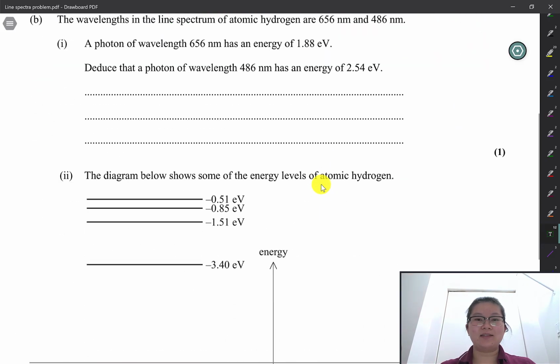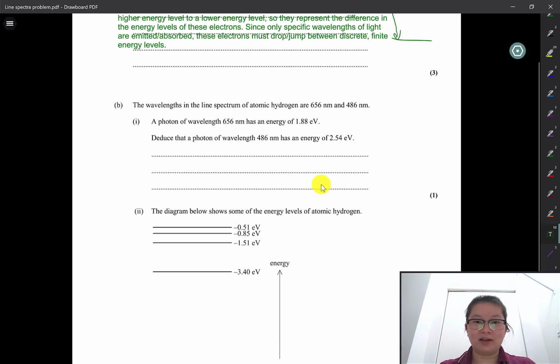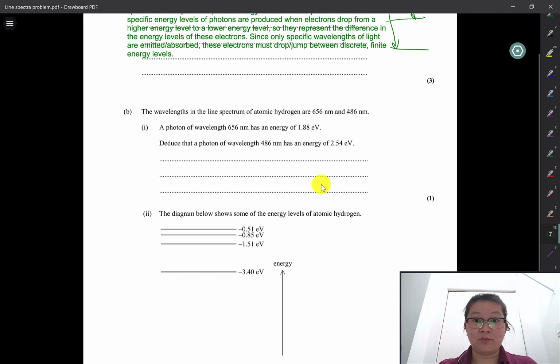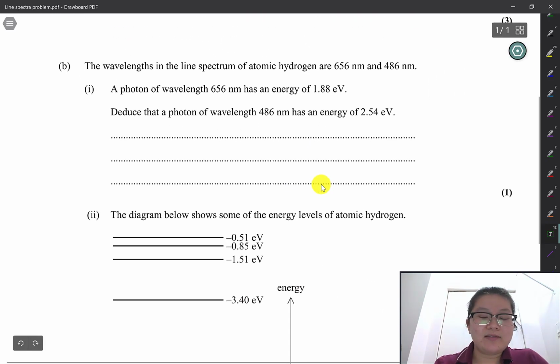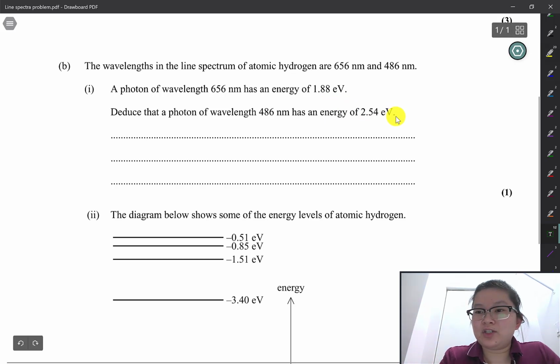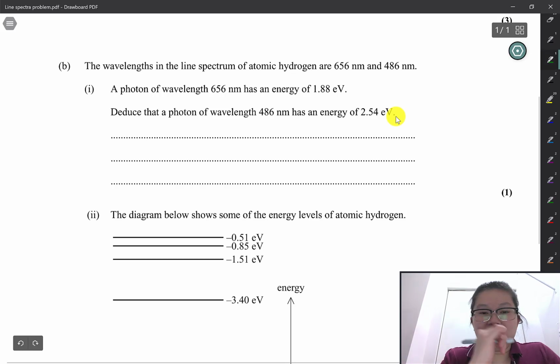Okay, so that's that. Now, talking about calculations, stuff that we are probably more comfortable doing. The wavelengths in the line spectrum of atomic hydrogen are these numbers. A photon of this wavelength has this energy. Deduce that a photon of this wavelength has an energy of 2.54 electron volts. So here we just have to do a bit of calculation using the Planck-Einstein relationship.